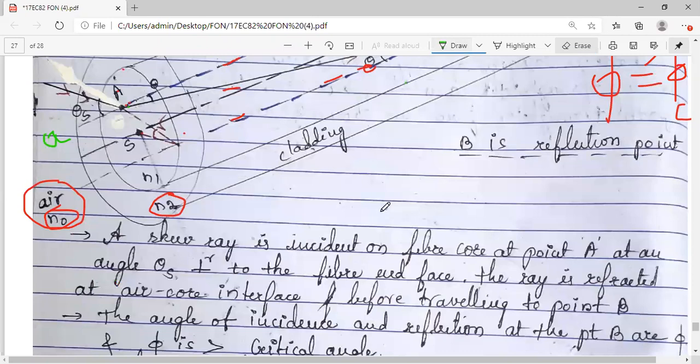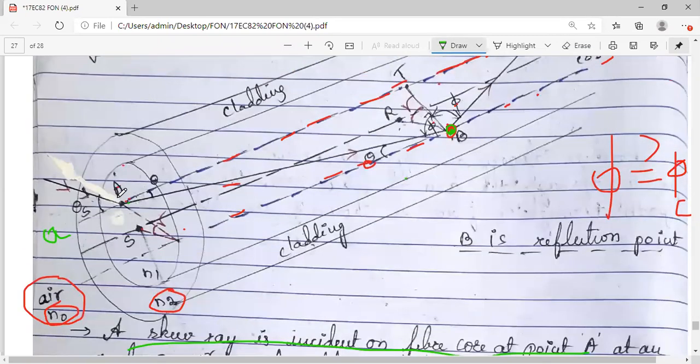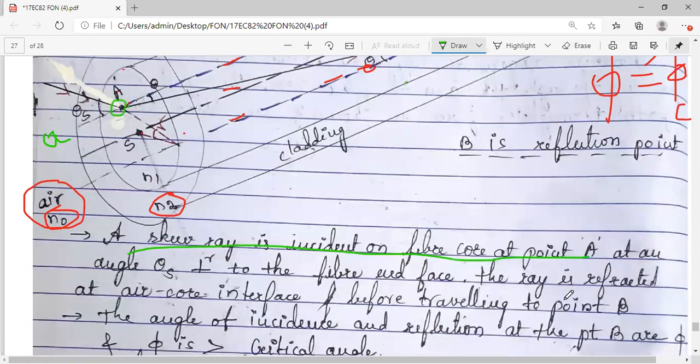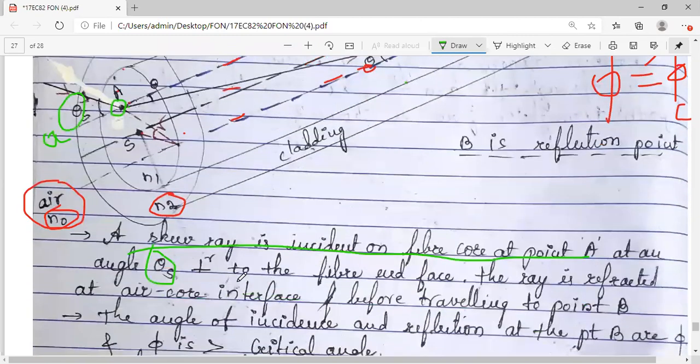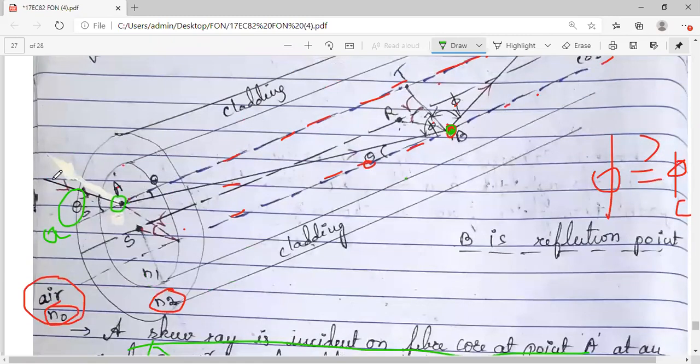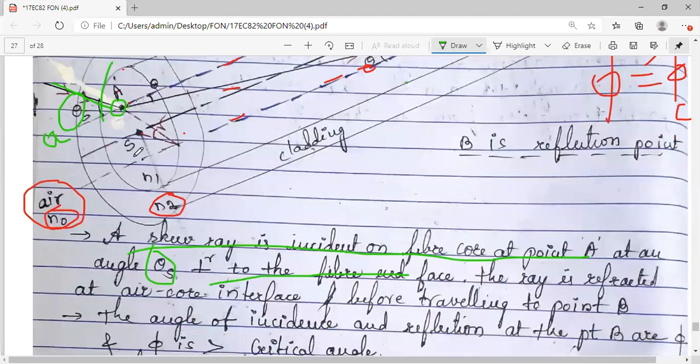A skew ray, you know already, is incident on the fiber at the point A. The same explanation is given. At point A, it is incident at angle theta s, and it is perpendicular to the fiber end face. Don't think that it is coming slant; it's like a 3D view structure, and the ray that is coming is perpendicular to the fiber face.